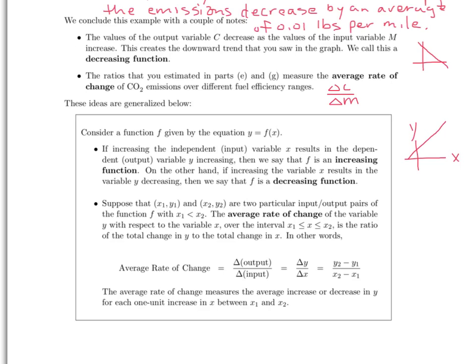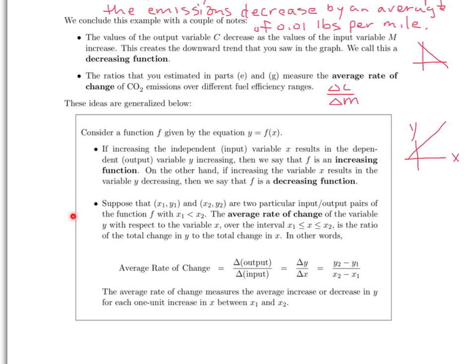Now on the other hand, if increasing the X variable results in the output variable Y decreasing, then we have a decreasing function. That's what we saw up here. Our input variable was getting bigger, meanwhile our output variable was decreasing. So this is a decreasing function. This is what an increasing function looks like.